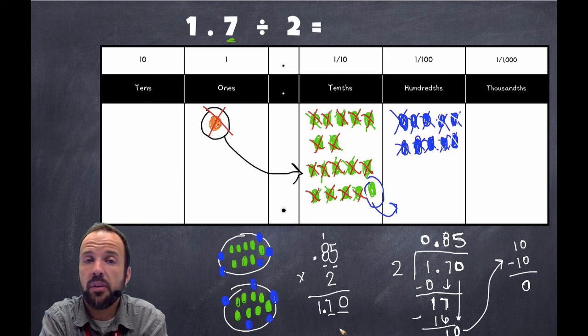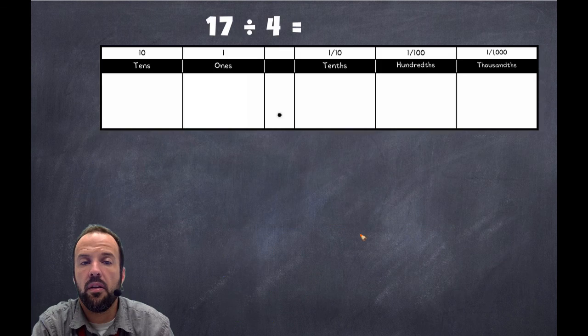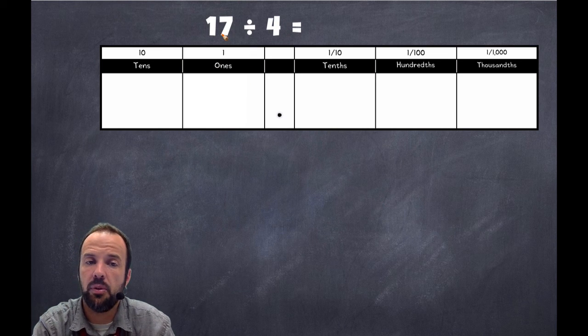So let's take a look at one more example and see if that helps us get a better idea of how this skill works. All right, so let's take a look at this example. This time we have 17 divided by 4. We're starting with a whole number. We don't even have a decimal in this one. But we know if we take this 17 and divide it by 4 into even groups, we're going to have a remainder left over, right? We're not going to get in there evenly.